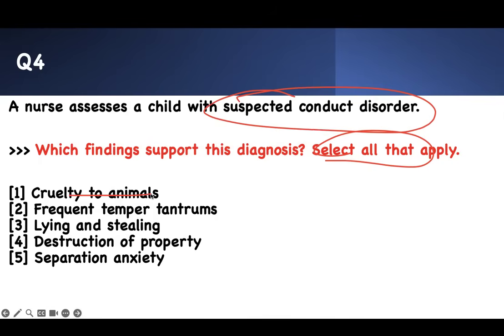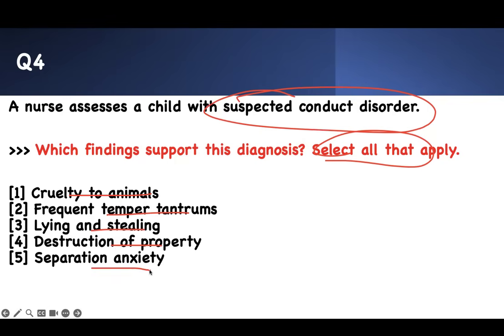Cruelty to animals. Is that what they do? Frequent temper tantrums. Lying and stealing. Destruction of property. And separation anxiety. What do these people do? Don't confuse this with ODD, oppositional defiant disorder. These are conduct disorder. Pick your answer, let me know. But the clue I give you, the concept I give you, stop the video, pick the answer before I reveal it. But the concept I give you is what?